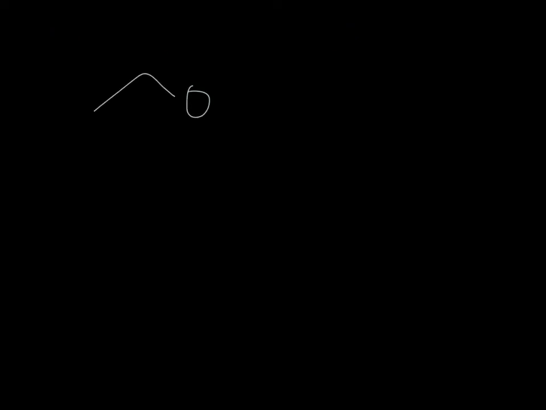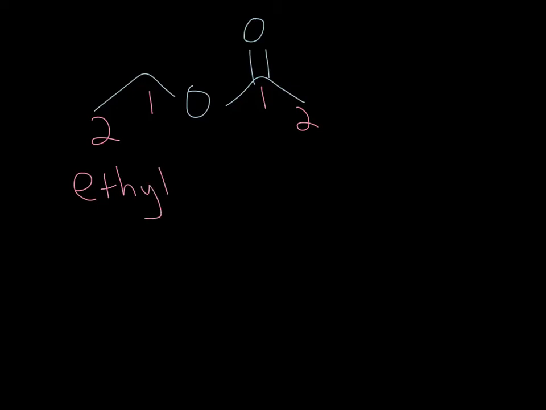So for example, we could have this guy. Coming off of the oxygen, we have our alkyl group, and then this will be the other side. They're both 2 carbons, so I could call this ethyl ethanoate. So instead of the E on the end, the oate tells me that I have an ester, and the first part tells me what's coming off of the oxygen.